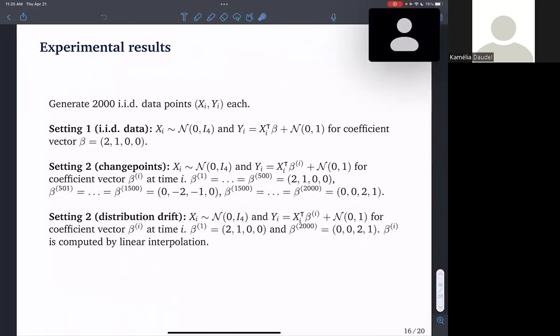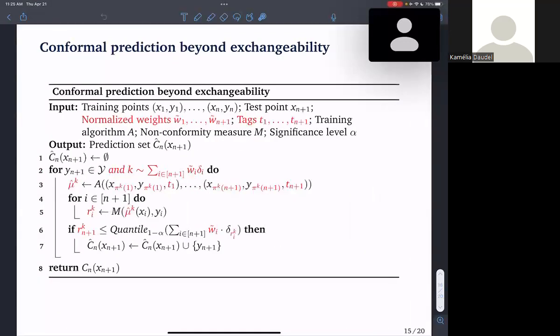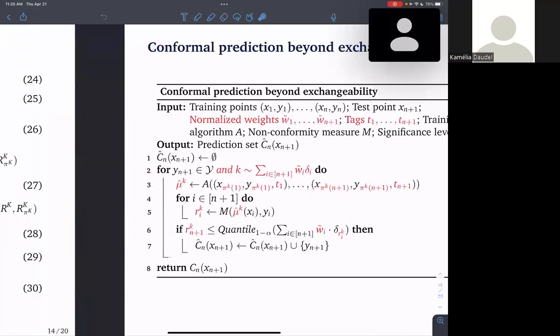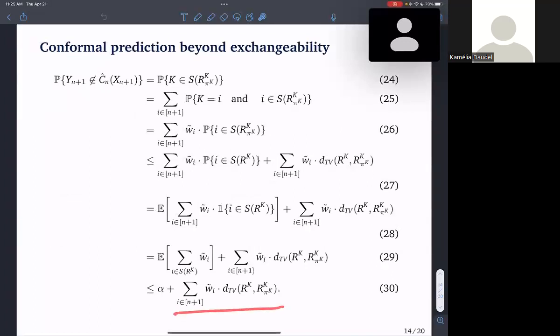So the experimental results. Actually, I have a question. What do you lose with getting rid of the exchangeability condition? Basically this. Okay, so that's the penalty, I guess, that you're paying.